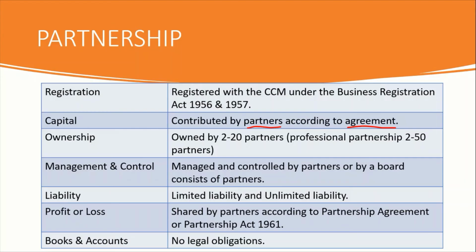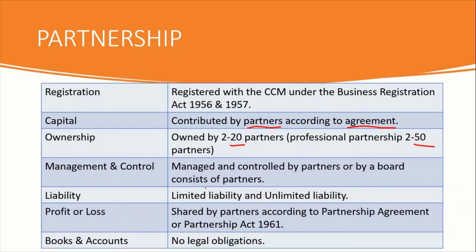You have to have at least 2 partners because this is not a sole proprietorship. Sole starts with one, while partnership you start with at least 2, max number would be 20, or professional would be 50. Control and management: managed and controlled by partners or by a board consisting of partners. The partners control the business operation.